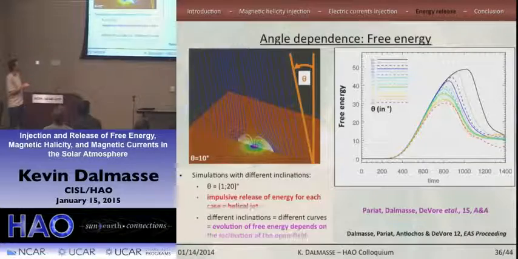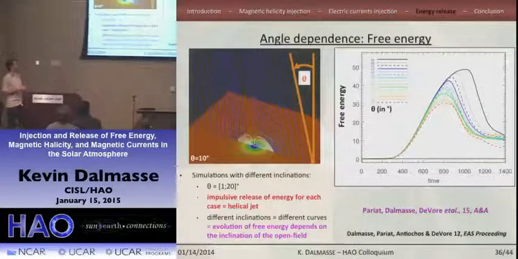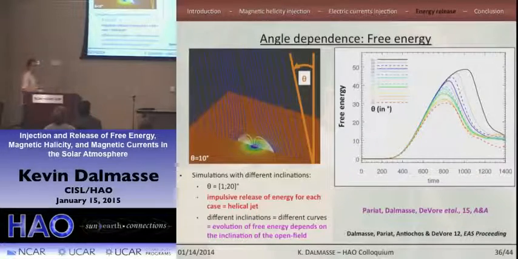And here you can see the evolution of free energy for each of these simulations. The first thing to notice is that each case presents a sudden and impulsive release of magnetic energy, which means that there is a solar helical jet generated in each of these simulations. The other interesting thing is that each curve is different, which means that the evolution of free energy in the simulations depends on the inclination of the open magnetic field.